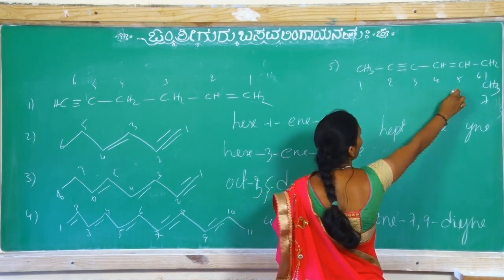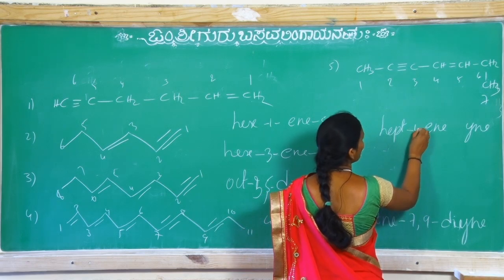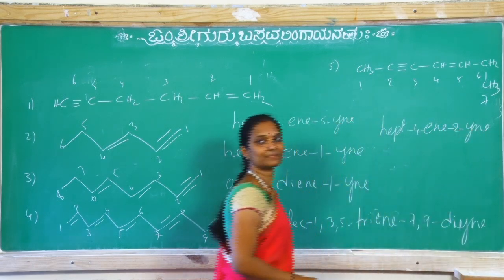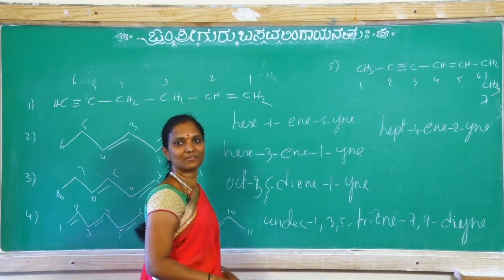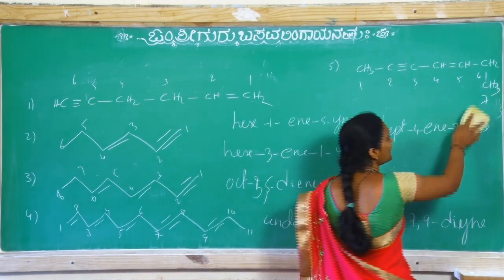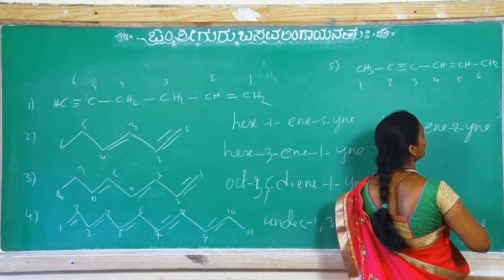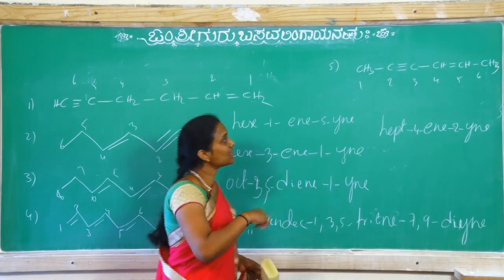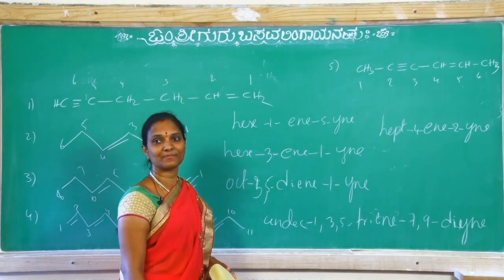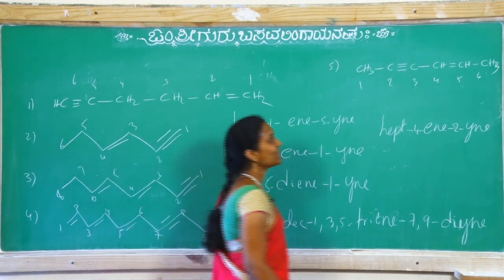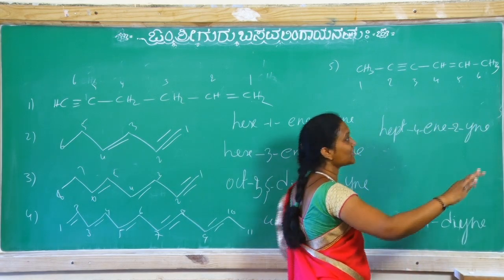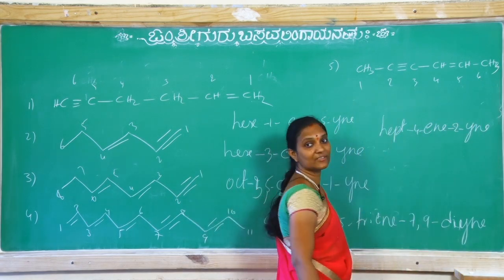Now double bond, fourth position. Triple bond, second position. Otherwise, if this one is not there, then it is the CH3. Now numbering this side or that side? If it is CH3, some students use CH3 now, then it is CH3. Numbering this side is correct, that side is correct.